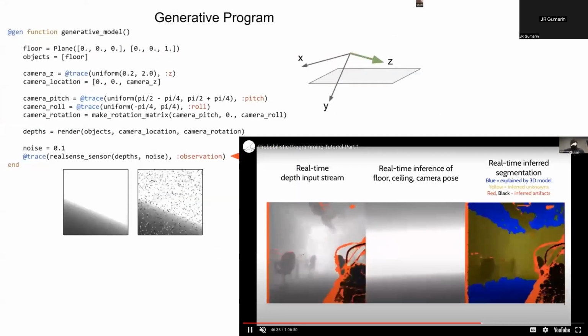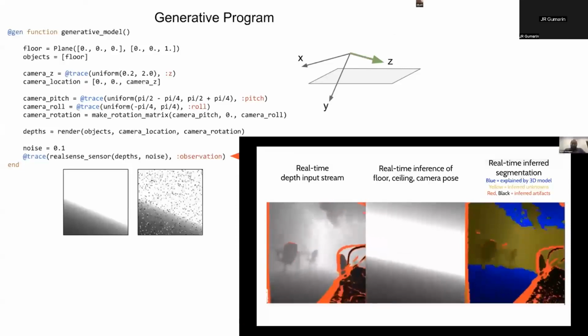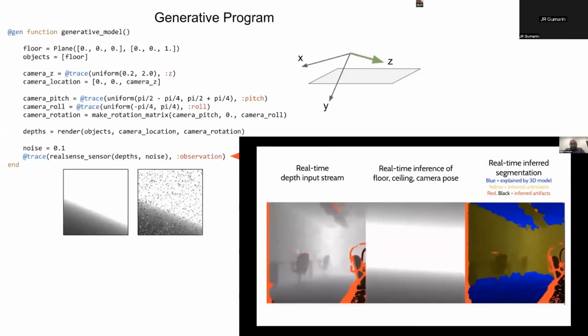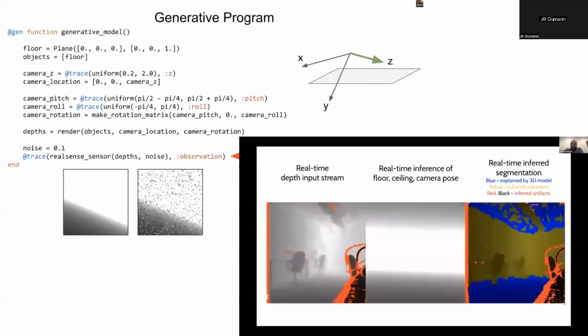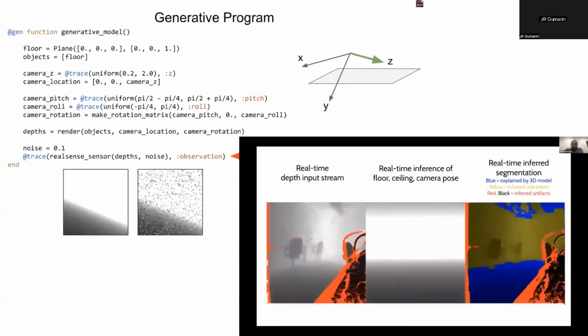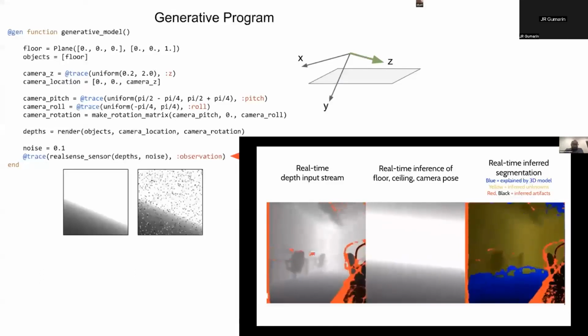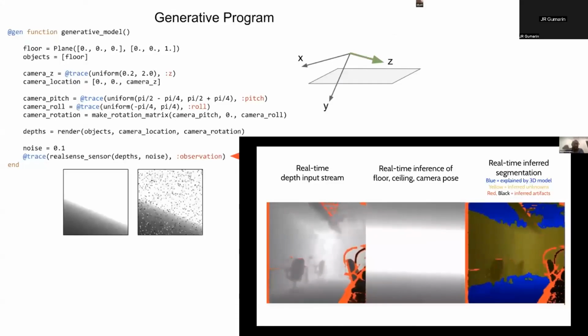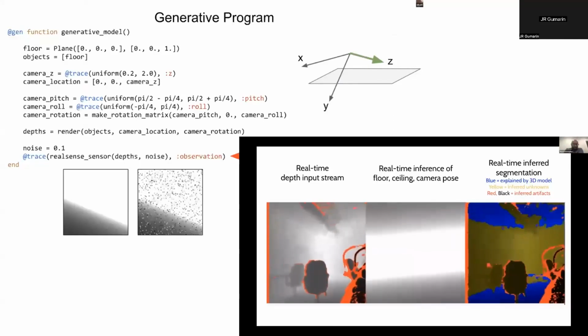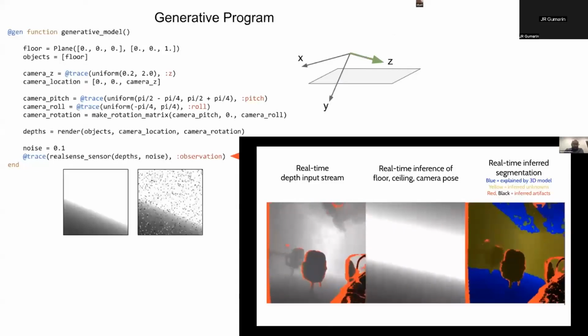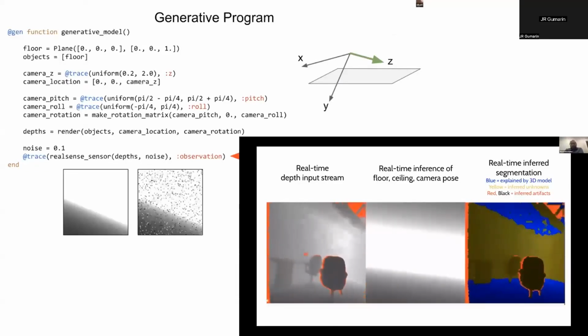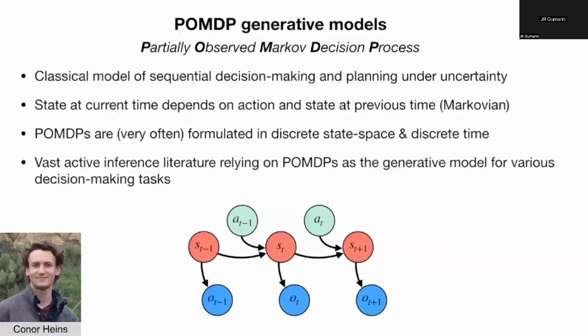Just to give a little example of what a generative program can do, if you want to infer the floor and ceiling in some video from a depth input stream, you can do that, and that's what the code looks like. It's actually something that you can interpret, which is important if we want to design interpretable intelligent systems. So I'm just going to skip around a bit.